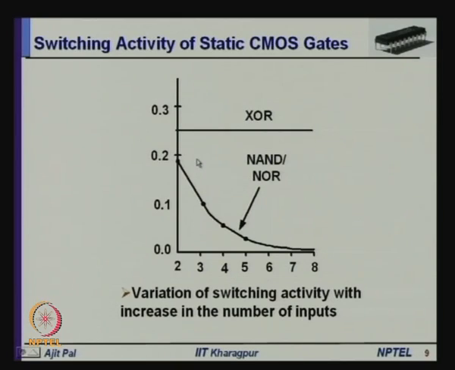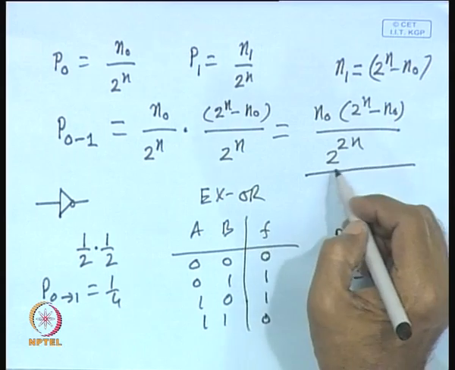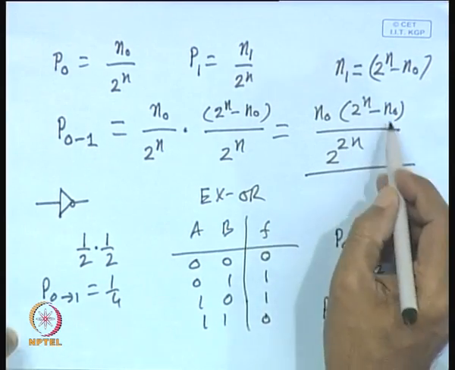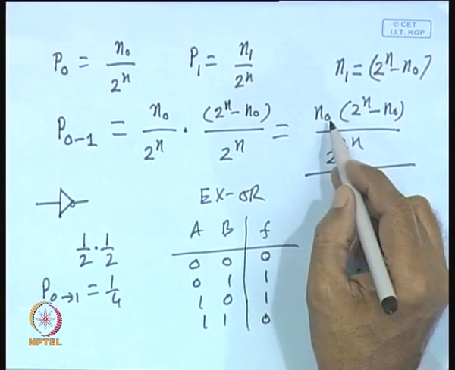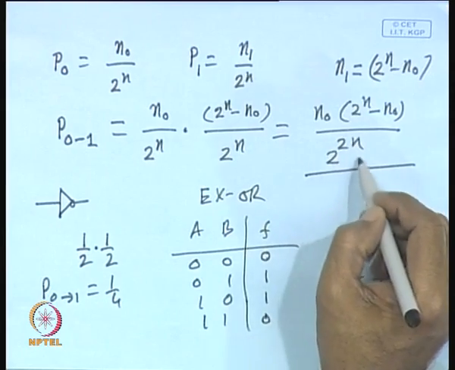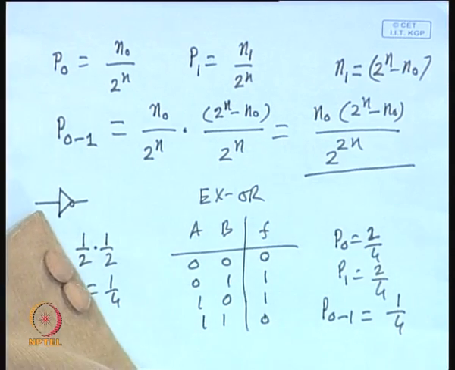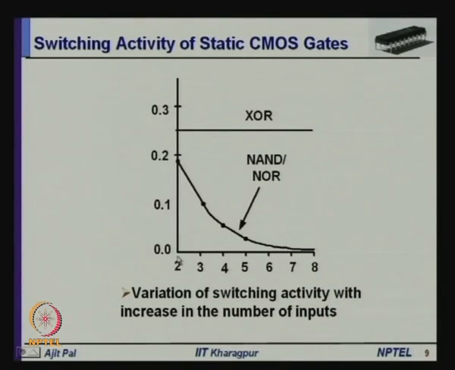You can see the expression that we got is this: n0 into 2 to the power n minus n0, divided by 2 to the power 2n. As n increases this expression will reduce, because this factor will have a larger value compared to this. So, we find that for fan-in equal to 2, it is a little less than 0.2, that is 3 by 16, and then it will become close to 0.1 for 3 inputs, and in this way it will reduce.